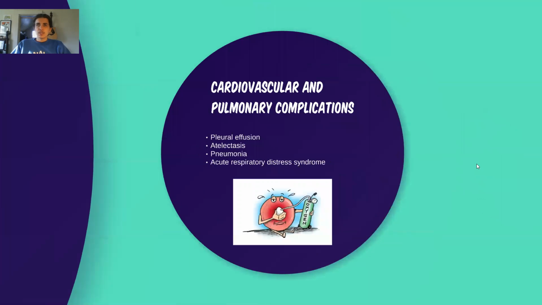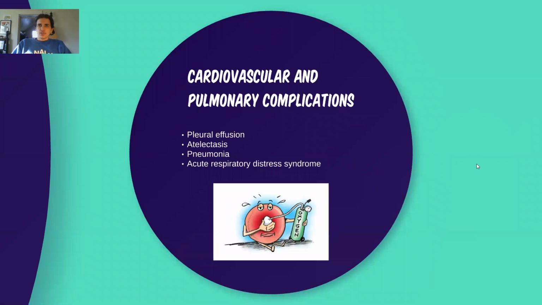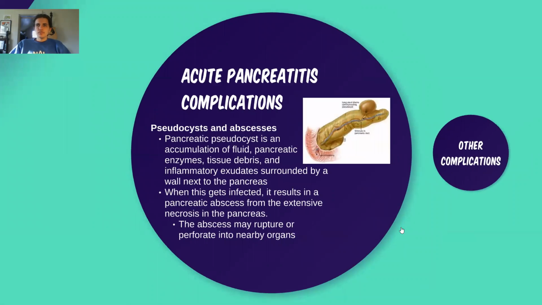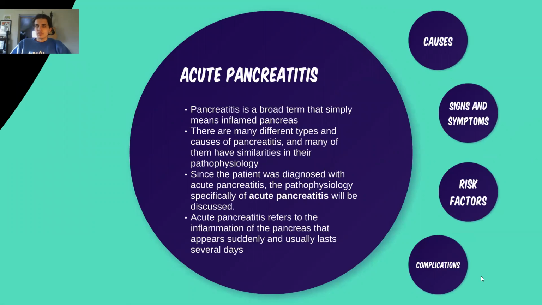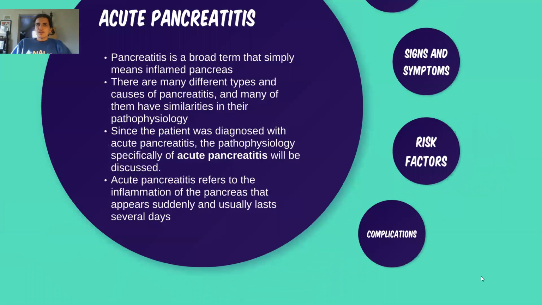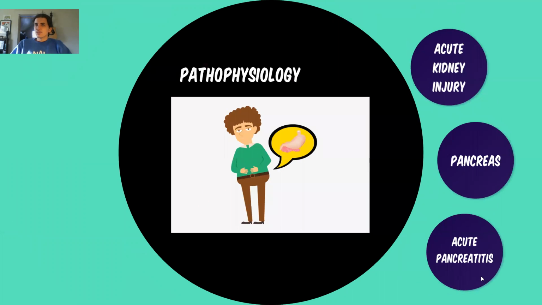So other complications, some cardiovascular and pulmonary complications would be pleural effusion, atelectasis, so that collapsing, right? The collapse of the alveoli, pneumonia, and acute respiratory distress syndrome. So he didn't experience any of these in the hospital, but it's still something that's very serious and that can come of this acute pancreatitis. So that was the pathophysiology of acute pancreatitis.